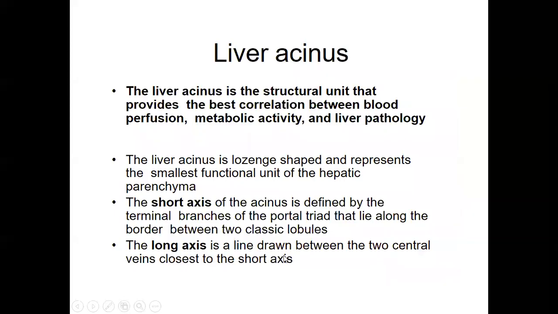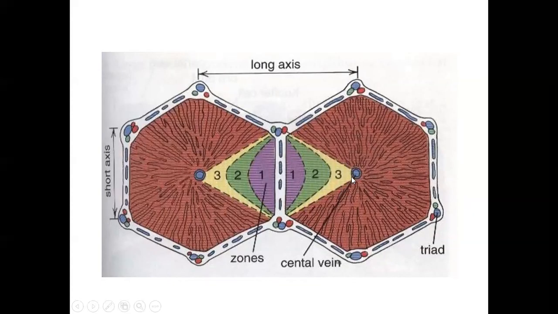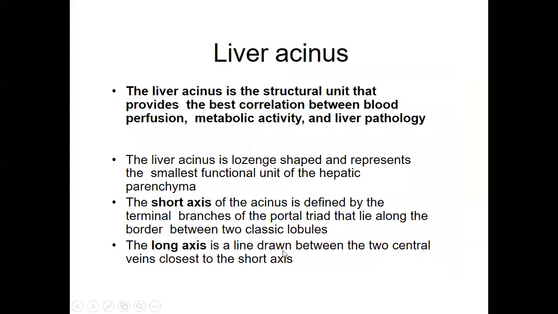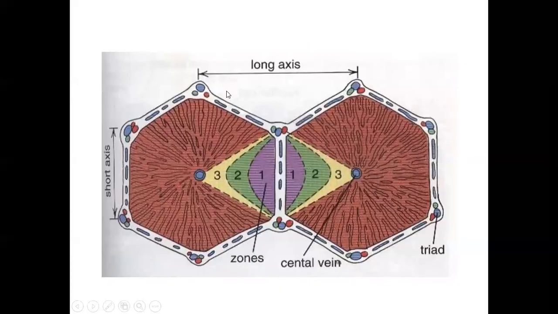And then the long axis is drawn between the two central veins. You can see here, this is the central vein in the middle. So you draw from the two central veins, and this is the long axis. This is the closest short axis to this long axis. So I hope you know how to draw the short axis and how to draw the long axis.